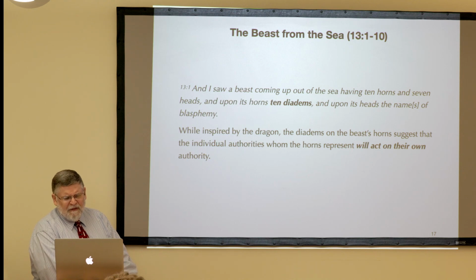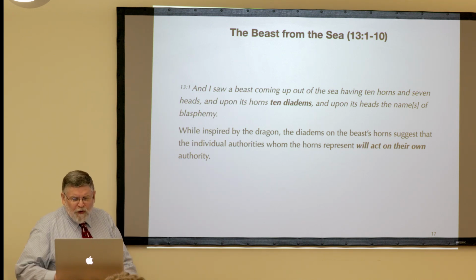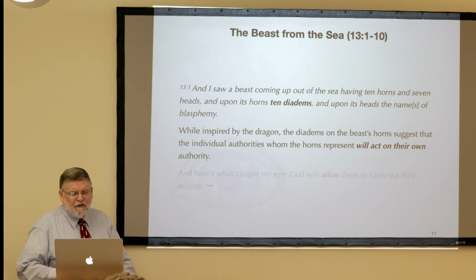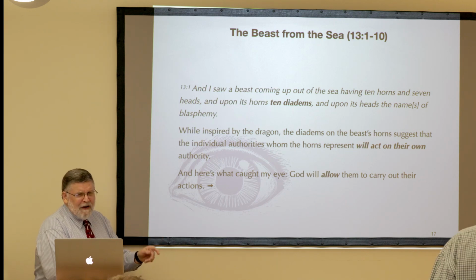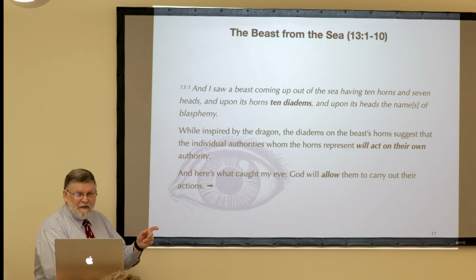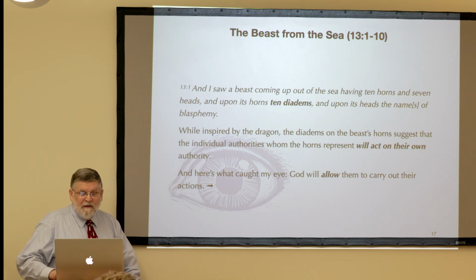10 diadems: individual authorities will act on their own authority. On the horns suggests their own authority. And this is the part that caught my eye: God will allow them to carry out their actions. Think about that. God allows this to happen. Question: does God have the power so it doesn't happen? I'll ask the second question, we won't answer it now. Why would he let this happen? We'll come to that as we go.